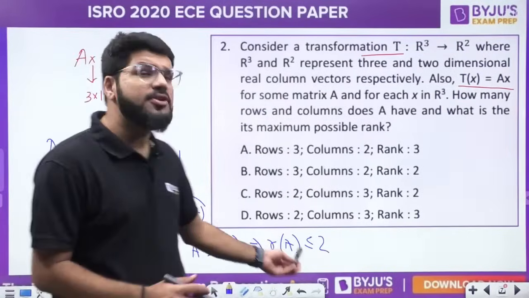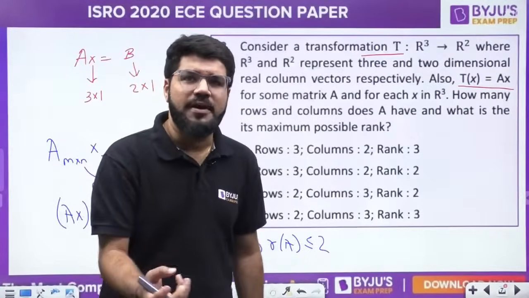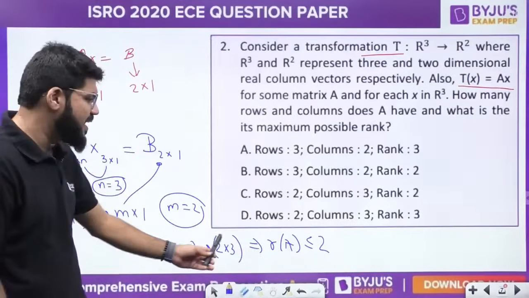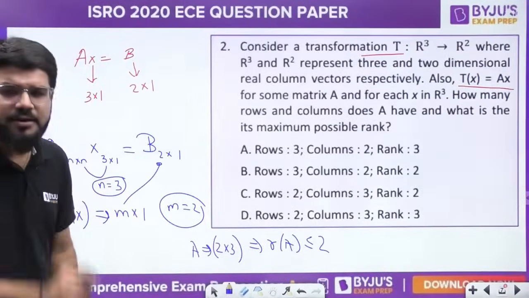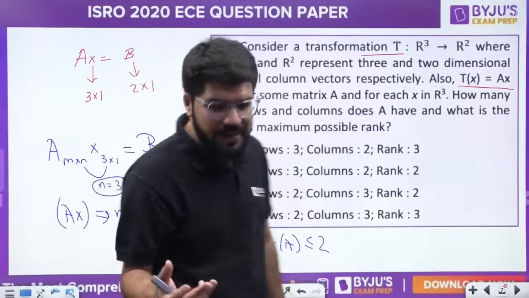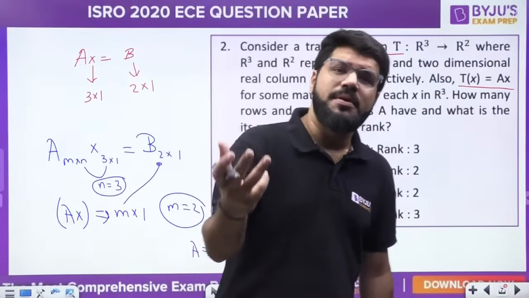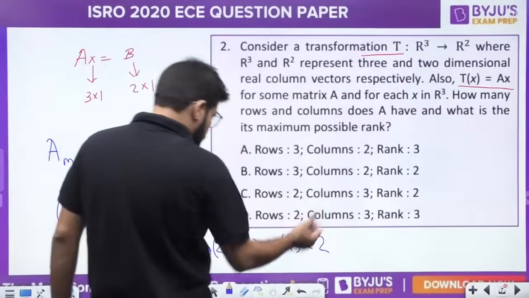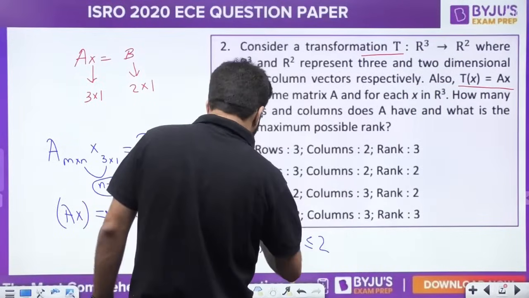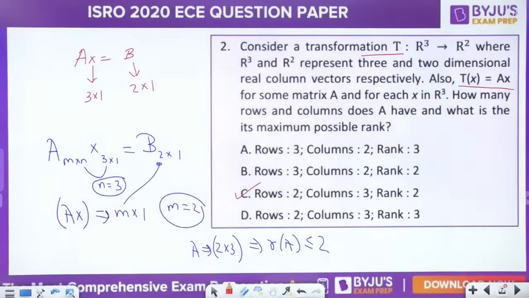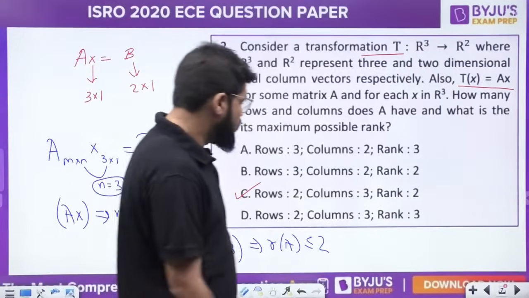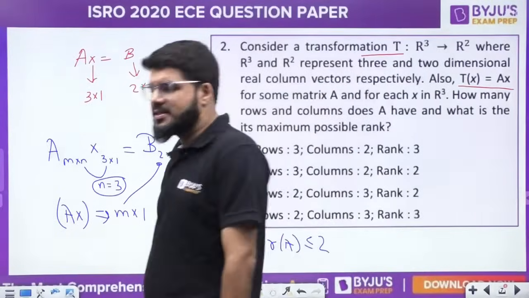I'm not telling that it is 2. That depends on the elements of A. So the A matrix is not given, but we know its size is 2 cross 3. Its rank cannot be greater than 2. Rank is the largest order of non-zero minor. So what is the largest possible minor? It is 2 cross 2. Maximum possible rank will be 2. So the correct answer is C here: 2 rows, 3 columns, and the rank is equal to 2. That's it.